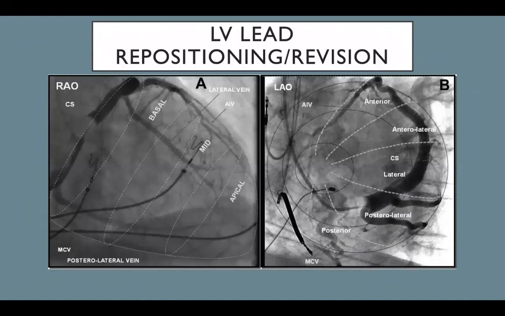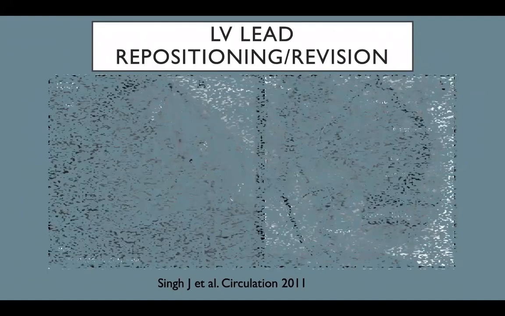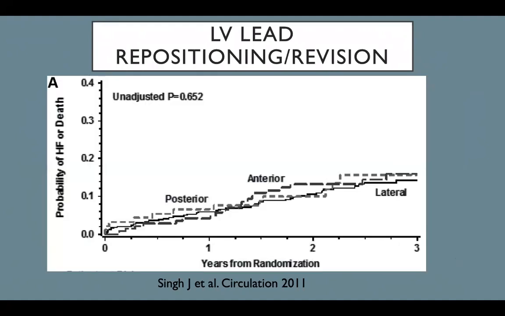So this is the same study that I was just showing you. It essentially shows that whether it's in a posterior, anterior, or lateral position, there wasn't a great deal of difference in terms of the study outcome of heart failure or death, so admission for heart failure or overall mortality, with respect to those locations. But if we compare apical to non-apical, there was a very significant worsening of survival with an apically placed lead.